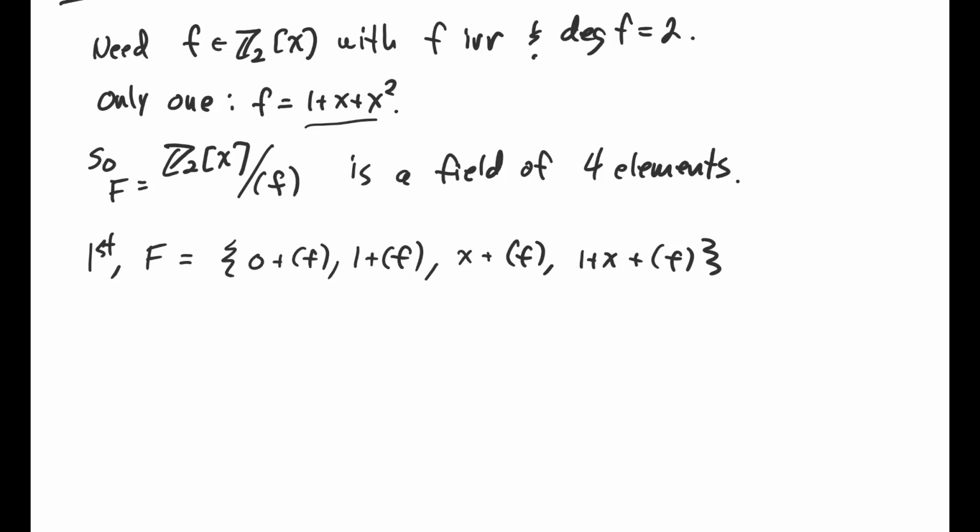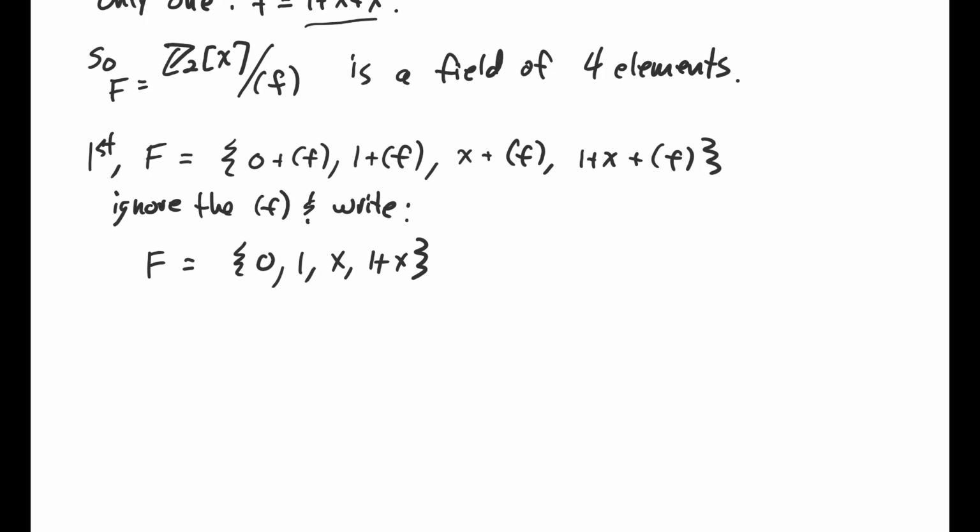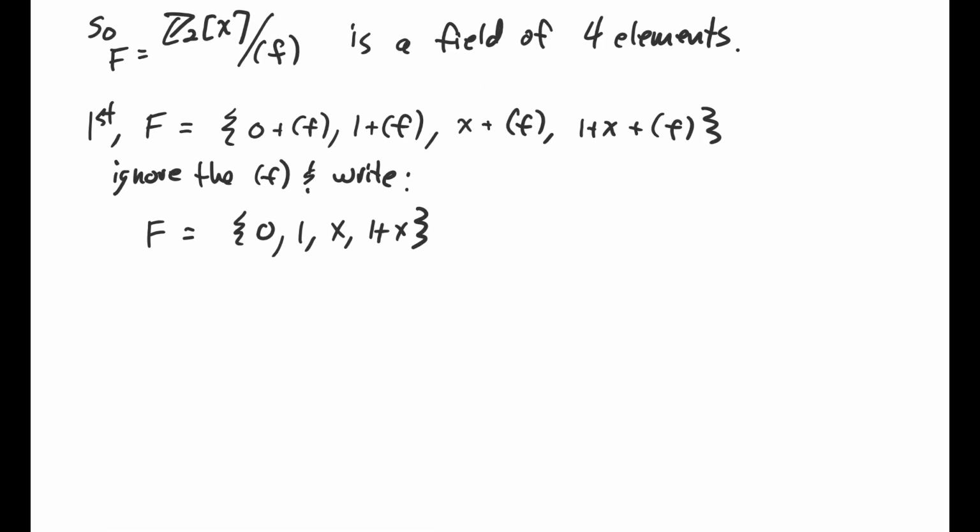But no one keeps writing this ideal generated by f. Instead, we'll just omit it and mentally keep track of it. So let me rewrite it. Okay, that's a lot shorter. F is just 0, 1, x, or 1 plus x. Those are the only 4 elements. Now remember, these are really representatives of cosets, so it's not a unique way to write them. For instance, 0 is the same as 1 plus x squared.